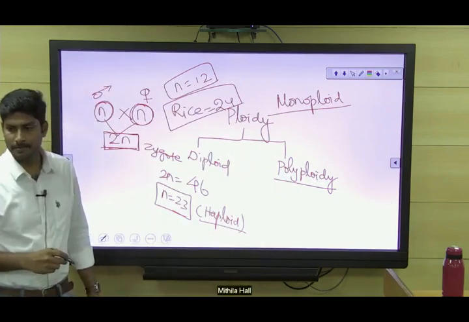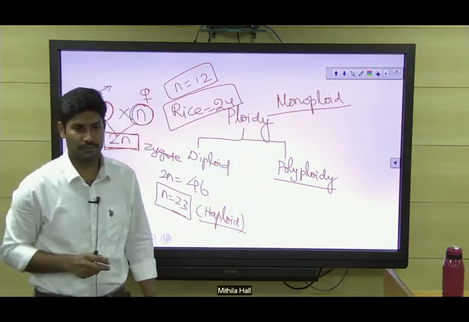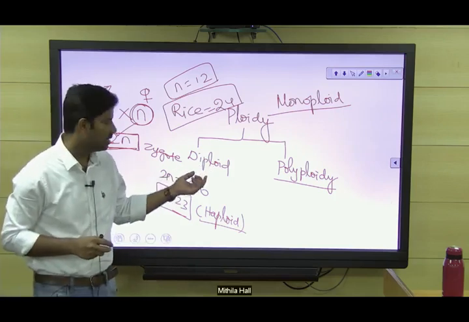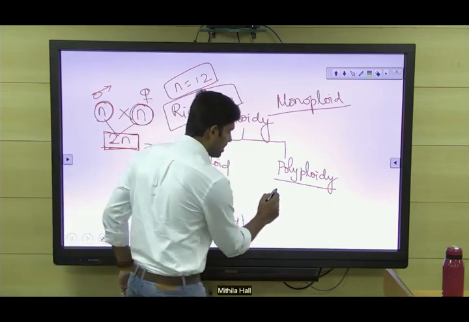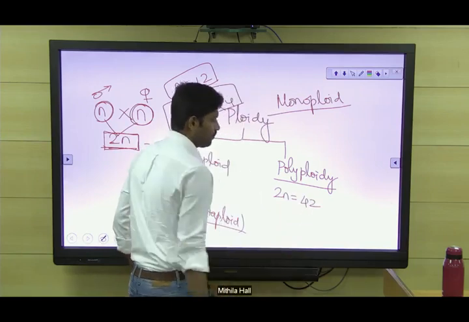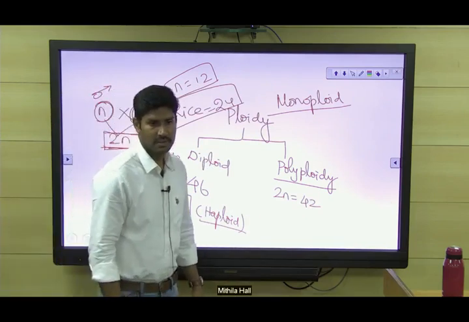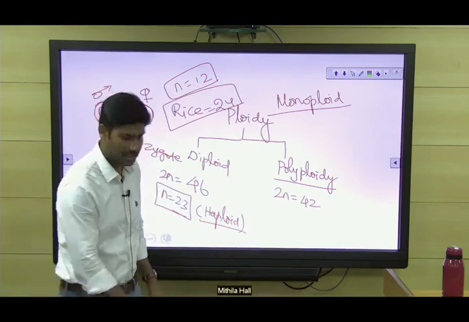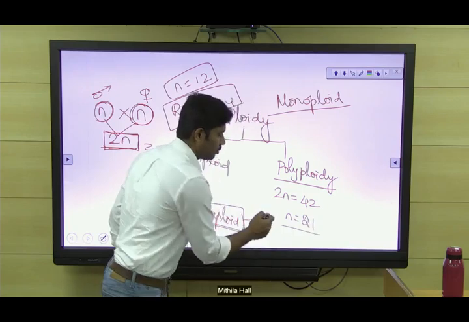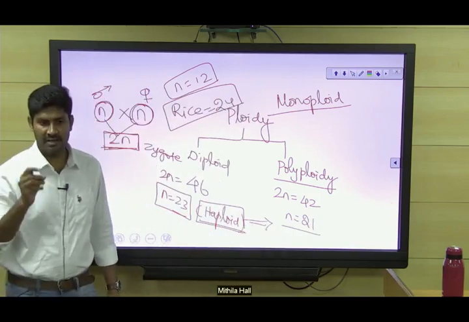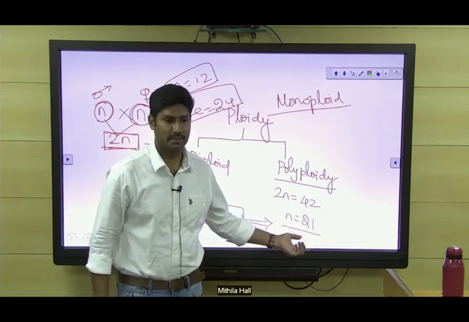Monoploid. The haploid and the monoploid mean a single set of chromosomes. Normally individuals have two sets of chromosomes, and half of the chromosome number is called haploid. For example, the chromosome number of wheat is 42. What is the haploid number for wheat? Half the chromosome number, so N equals 21. In the wheat plant, the sex cells contain only 21 chromosomes. This is called the haploid number.